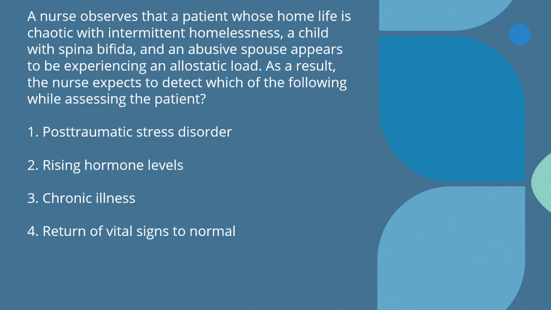A nurse observes that a patient whose home life is chaotic, with intermittent homelessness, a child with spina bifida, and an abusive spouse, appears to be experiencing an allostatic load. As a result, the nurse expects to detect which of the following while assessing the patient? 1. Post-traumatic stress disorder. 2. Rising hormone levels. 3. Chronic illness. 4. Return of vital signs to normal.